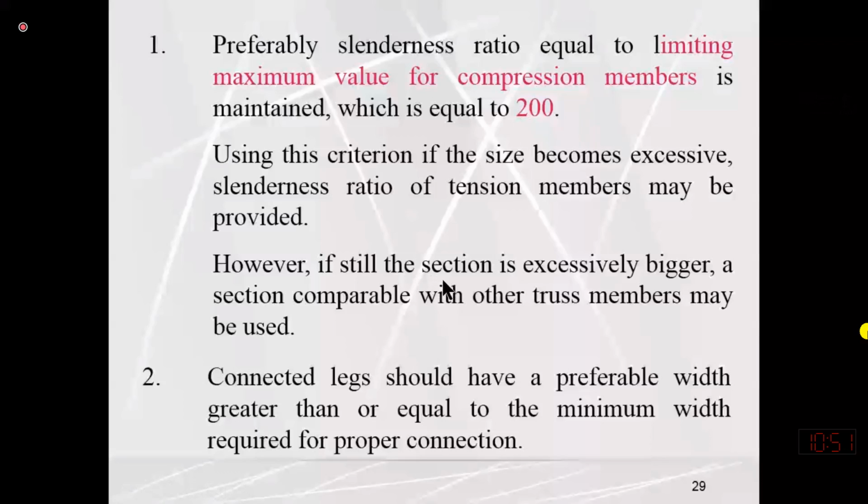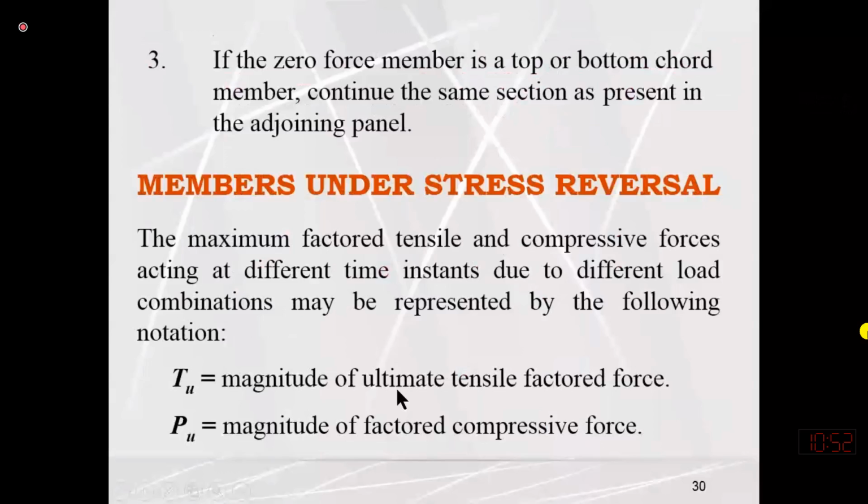So the heaviest member which is existing in the truss, the same section can be used in zero force as a zero force member. So connected leg should have preferable width greater than or equal to beam minimum. So beam minimum criteria will always be satisfied. So if the zero force member is a top chord or bottom chord member, continue the same section as present in the adjoining panel. Okay, let me explain from here.